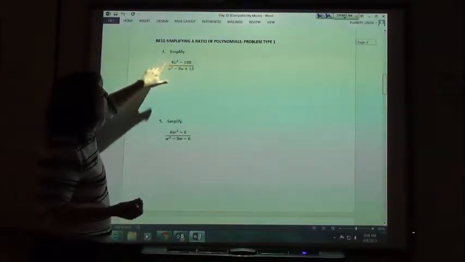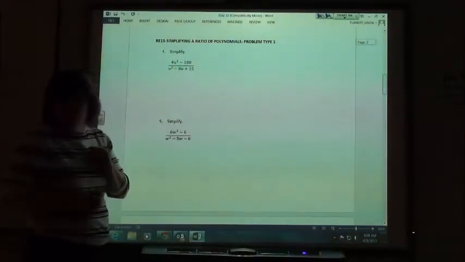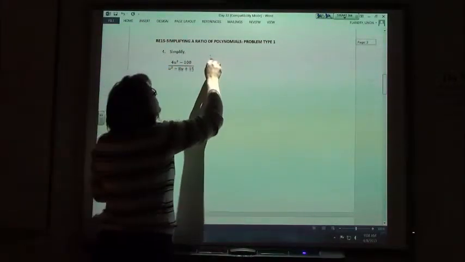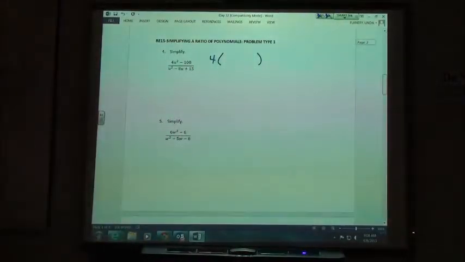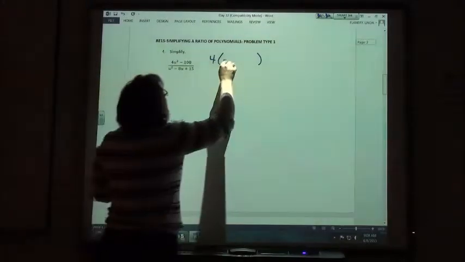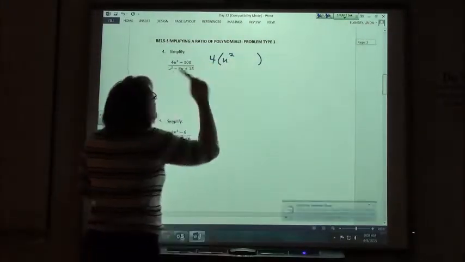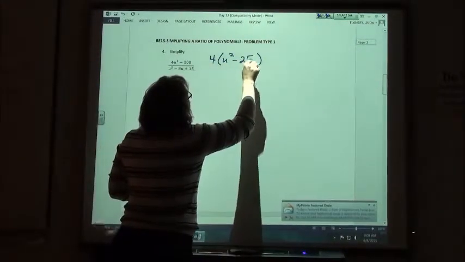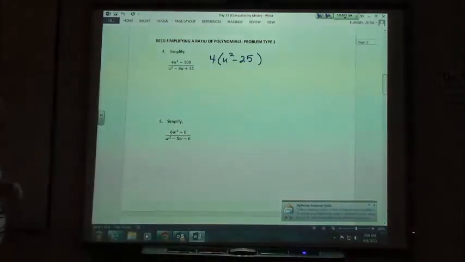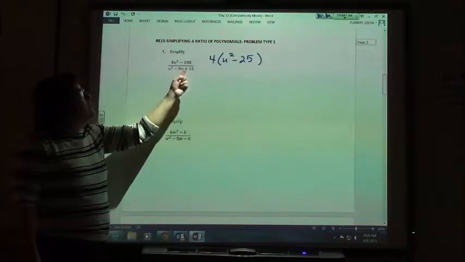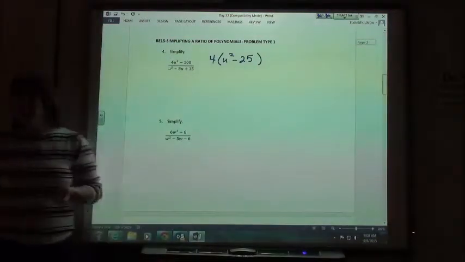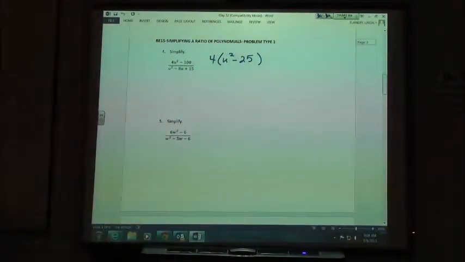On the top one, I can divide both of those by 4. So my first step is to put the 4 out in front and divide the 4 out of both of my terms. So 4u squared, if I take the 4 out, I just get the u squared. Negative 100 divided by 4 would be minus 25. Now if I look at the bottom 3 terms, they don't have anything in common other than a 1, so I can't take out a greatest common factor there.